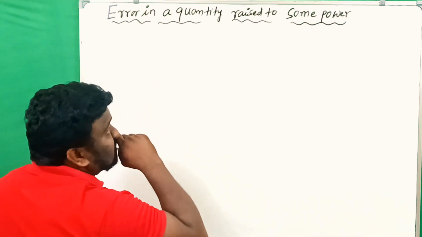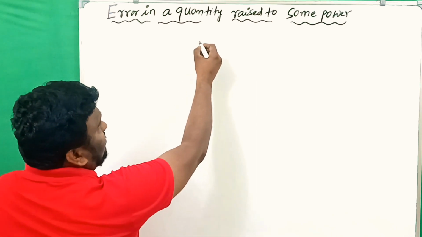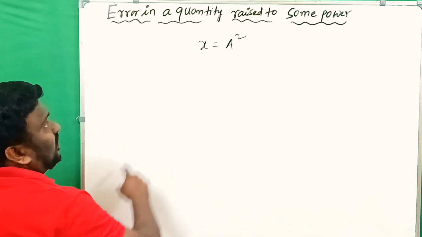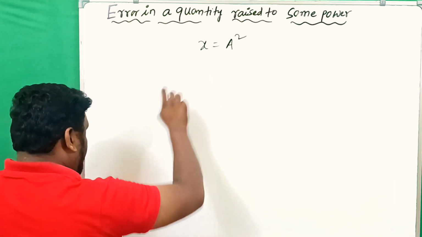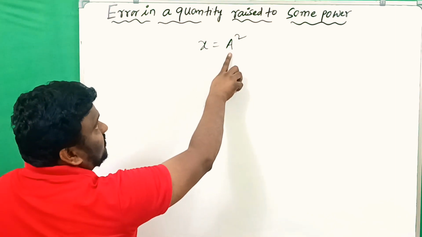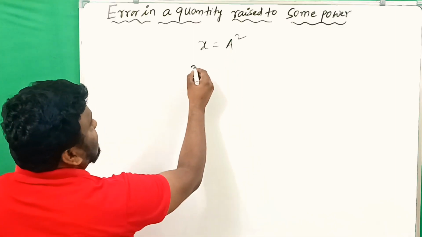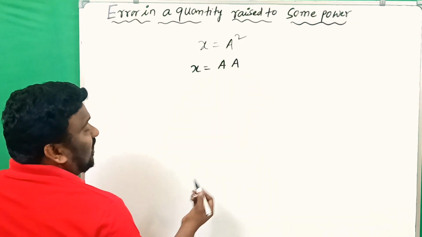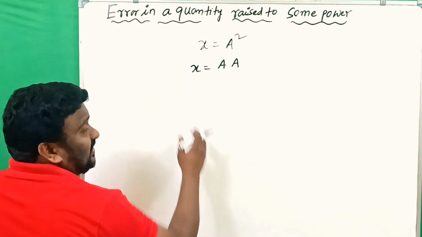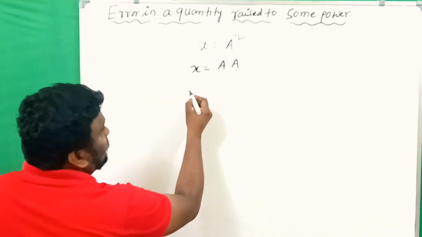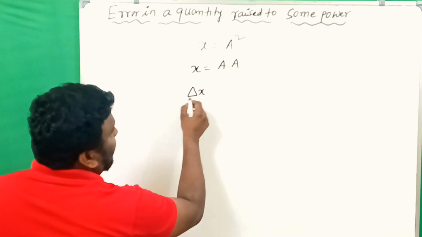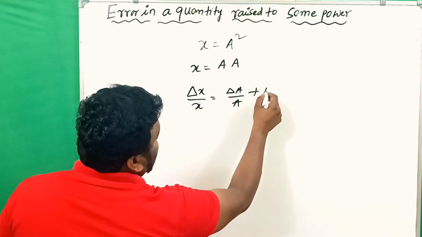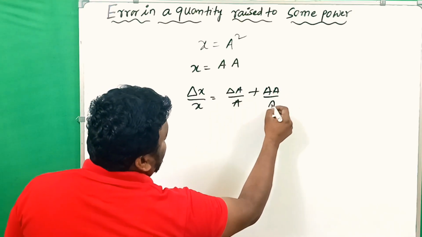Errors in a quantity raised to some power. For example, here x is equal to a square. X is one physical quantity, given by a square. That means we can write x is equal to a into a, a multiplication. We already discussed the combination of errors in case of product in the previous video. So here delta x by x should be written as delta a by a plus delta a by a.